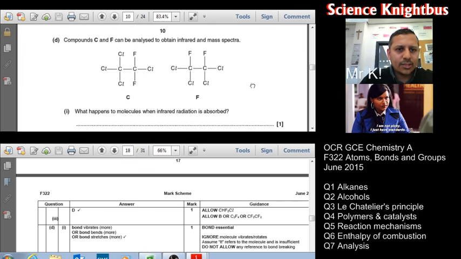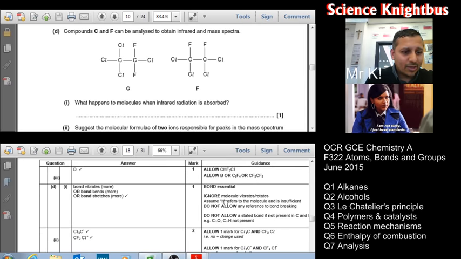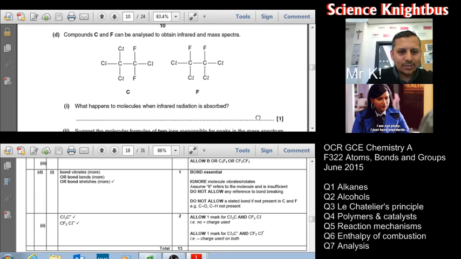Compound C and F can be analysed to obtain infrared and mass spectra. Okay, so by this stage you must be feeling very, very tired. You've had lots and lots of wordy questions, and now we've got some analysis that we have to start to think about.